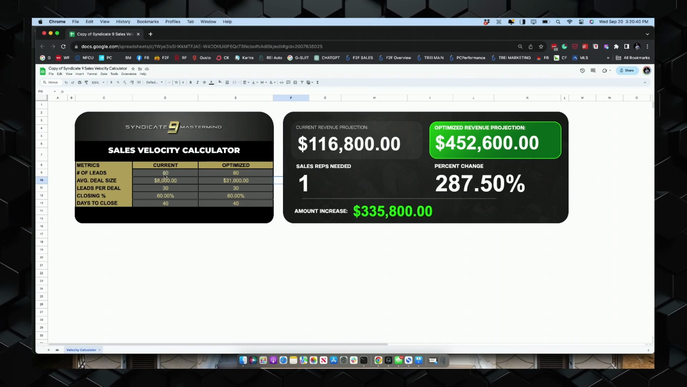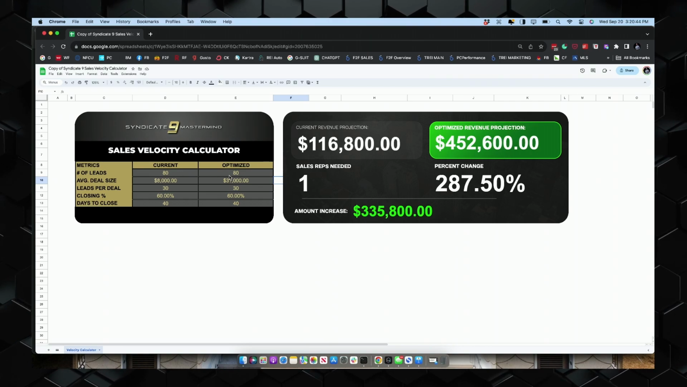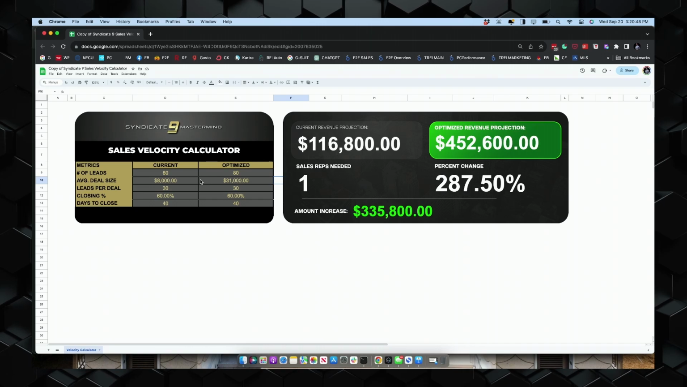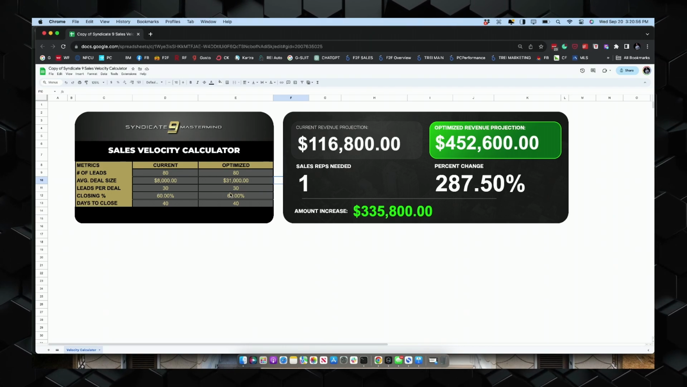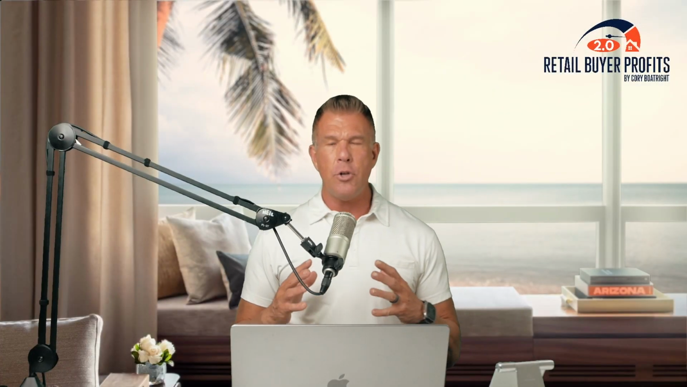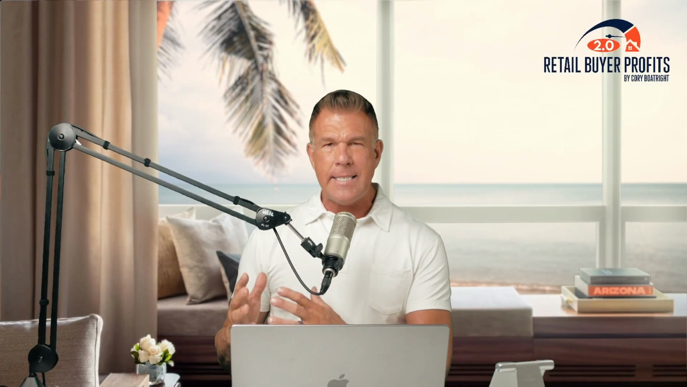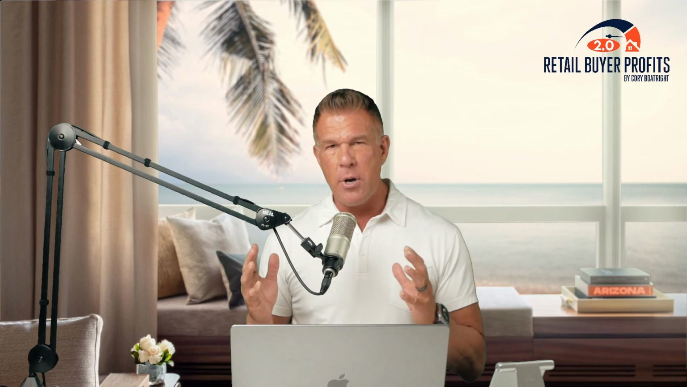Now, remember, you didn't generate more leads, right? All you did is one thing: instead of selling to a cash buyer, you sold to a retail buyer, right? Now we look at leads per deal. Leads per deal is interesting because you're able to offer a seller a higher price and still make $31,000.